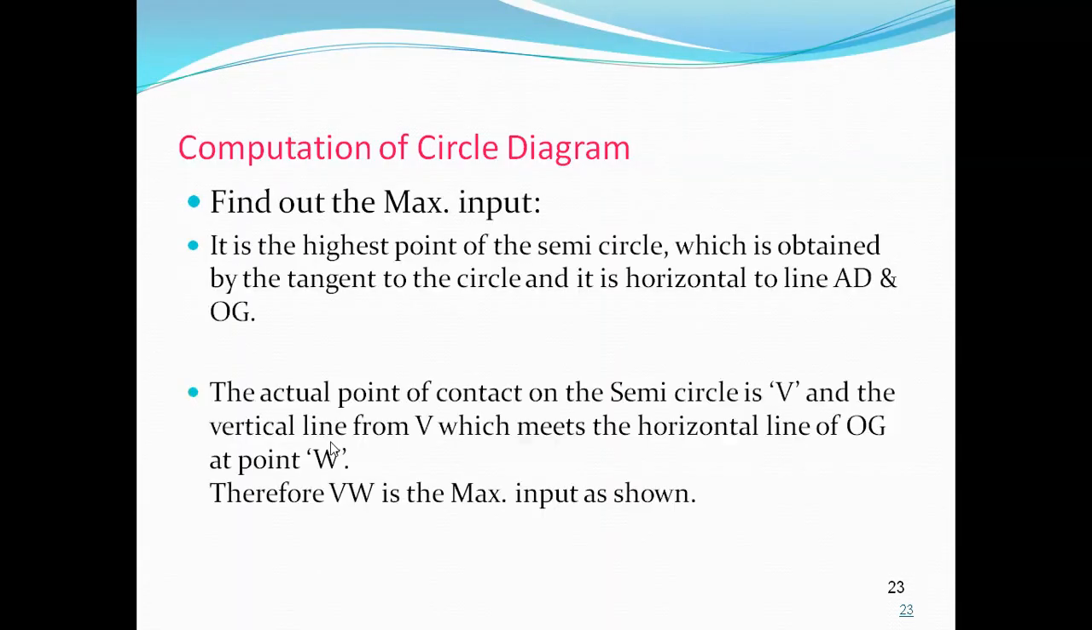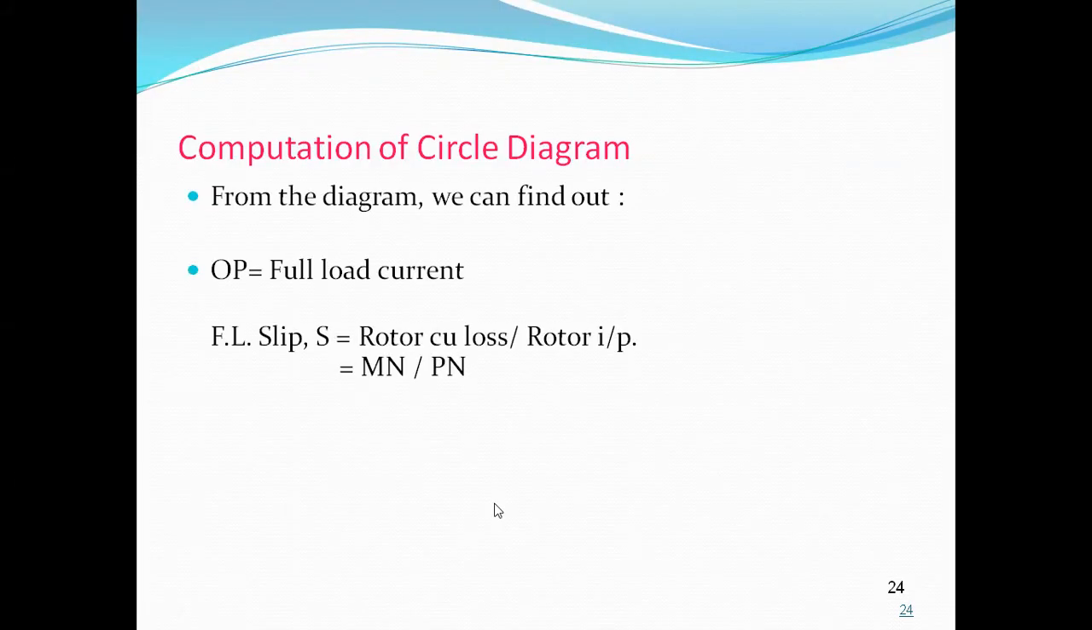To find the maximum input, it is the highest point of the semicircle, which is obtained by the tangent to the circle parallel to the line AD and OG. The actual point of contact on the semicircle is V, and draw a vertical line from point V which meets the horizontal line OG at W. So VW represents maximum input.